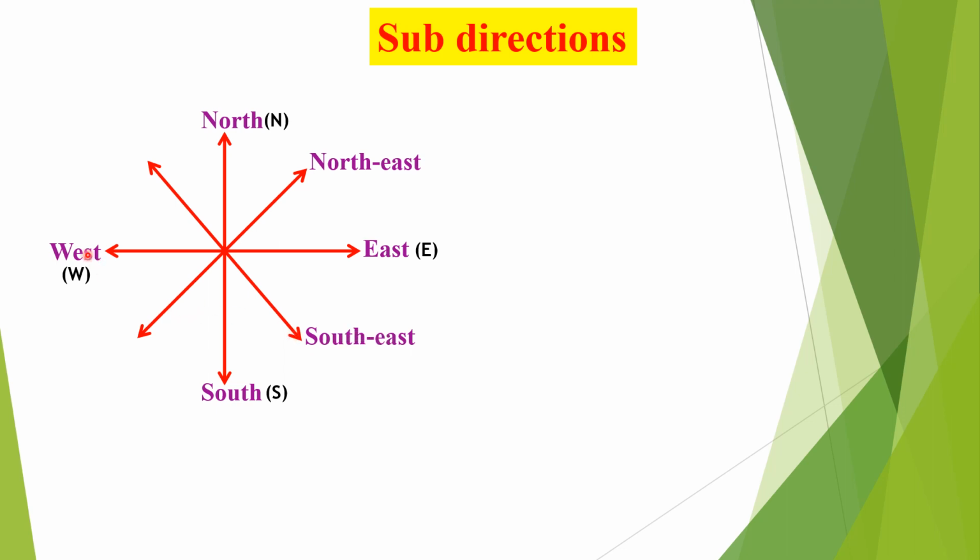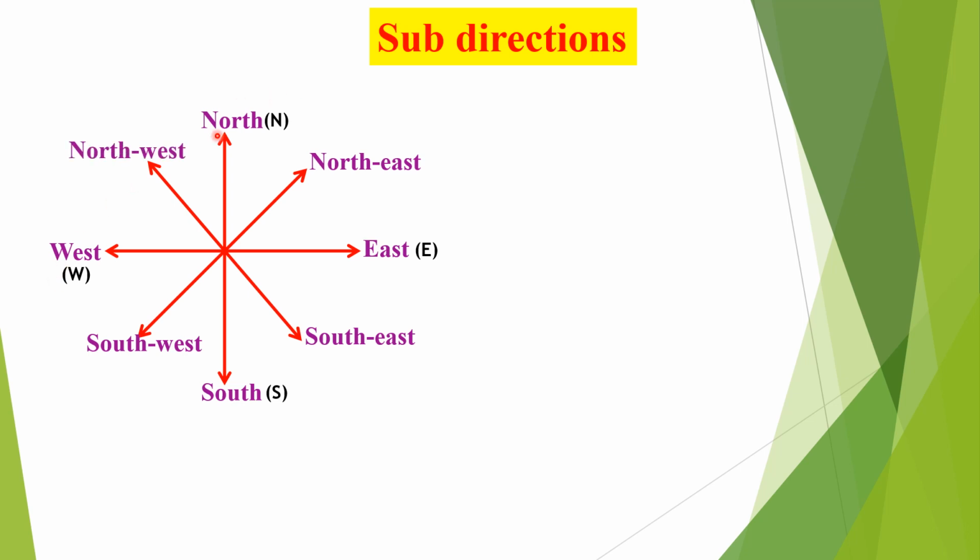Next one, the direction between the west and the south. Again we have to start from the south and go to the west. Then this direction is called southwest. Then the last direction, the direction between the north and the west, is called northwest.